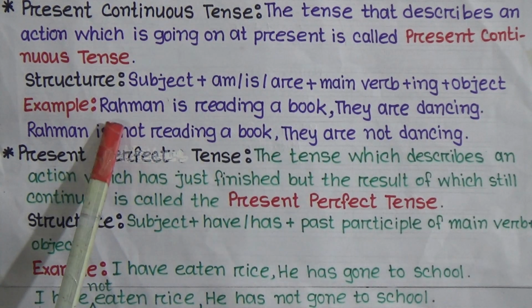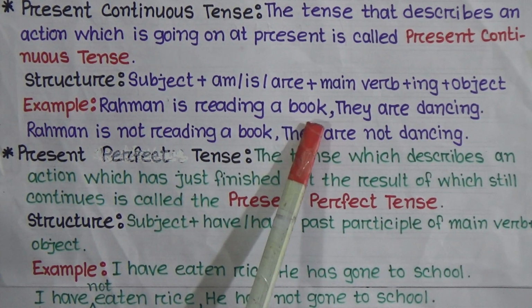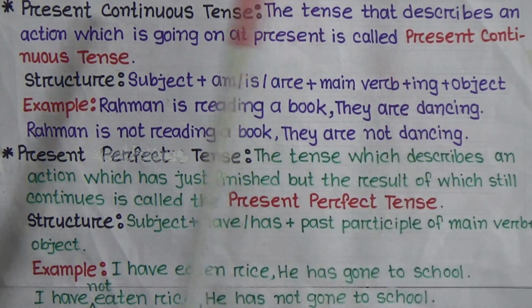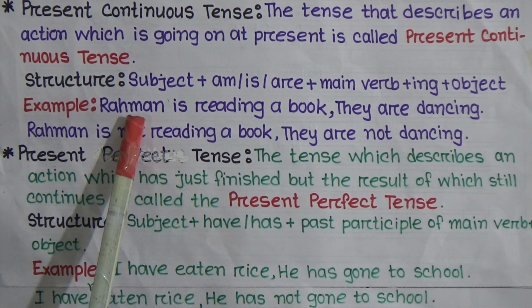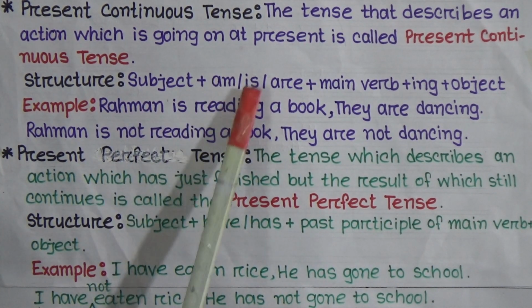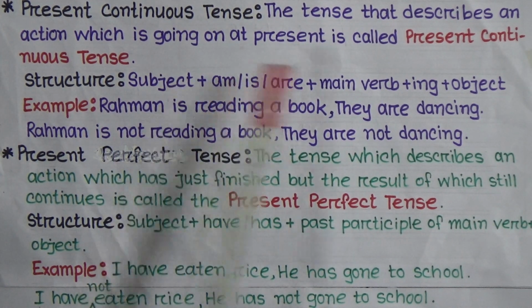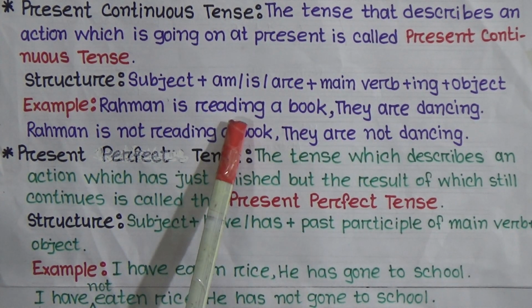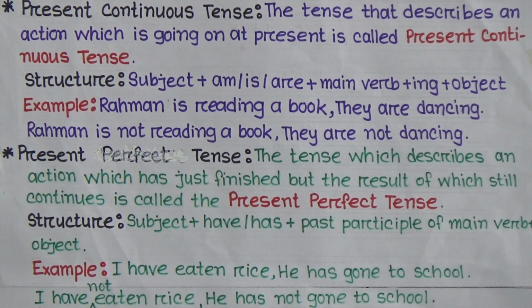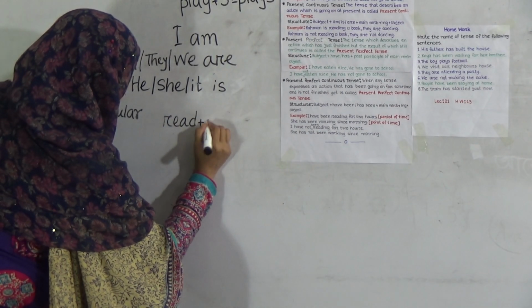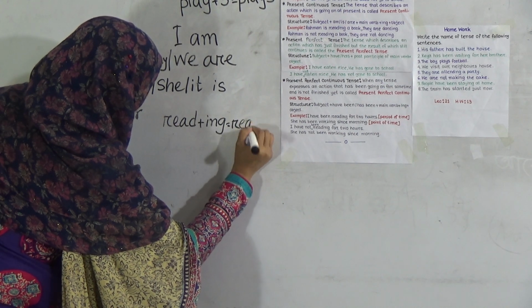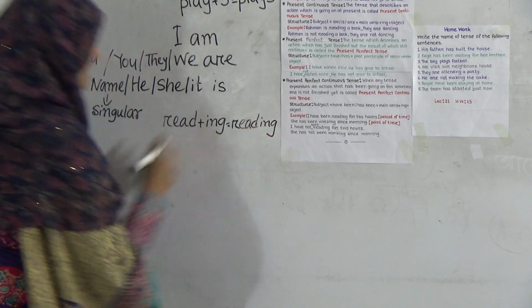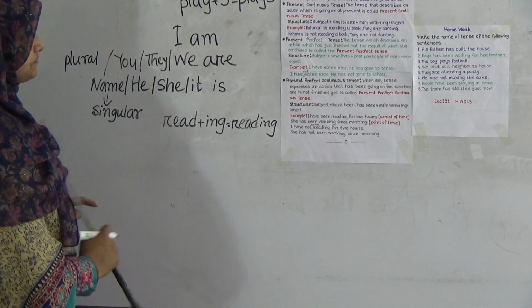So come to the example. Rahman is reading a book. They are dancing. Look here, Rahman is the name of a person, and this is third person singular number, and that's why we have chosen is. Rahman is, then the main verb is read, the base form of the verb is read, and we have added ing, then it becomes reading. So like this you have to add ing with the main verb.